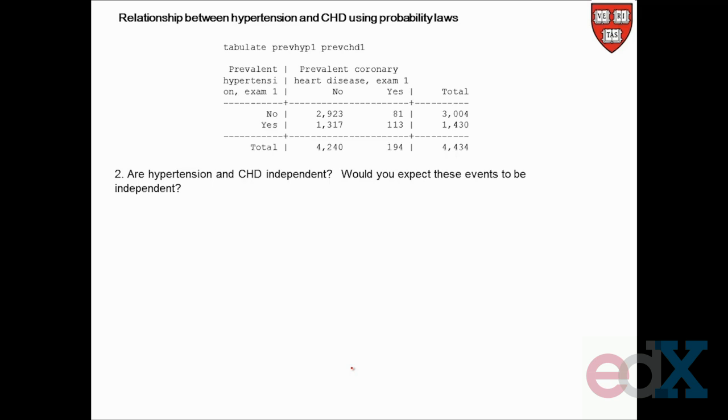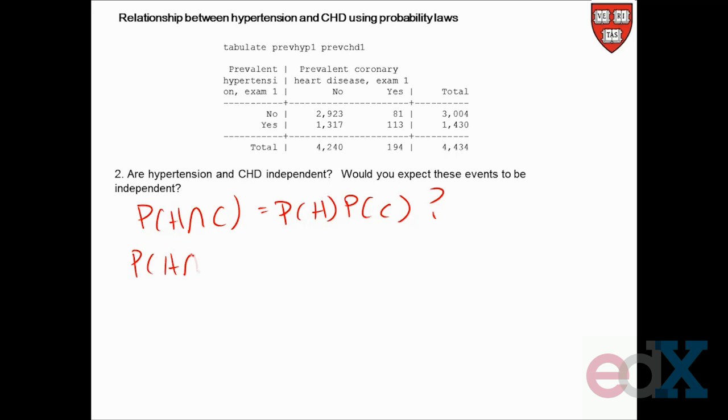So for events to be independent, we would then know that the probability of H and C is equal to the probability of H times the probability of C. So we need to see, does that hold in this example? Well, the probability of H and C, we saw before, is equal to 113 divided by 4,434. Plugging that into a calculator, this is equal to 0.025.